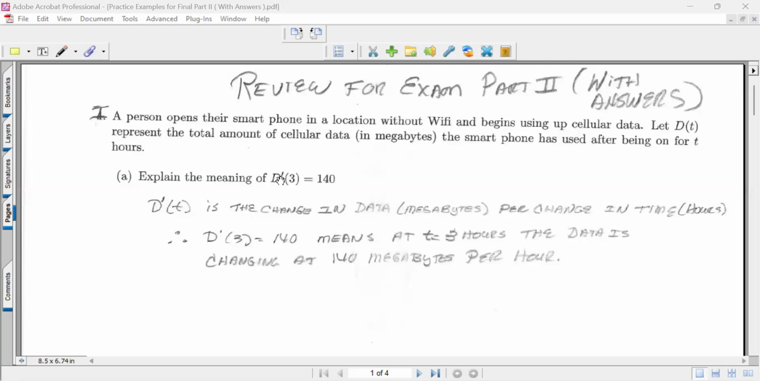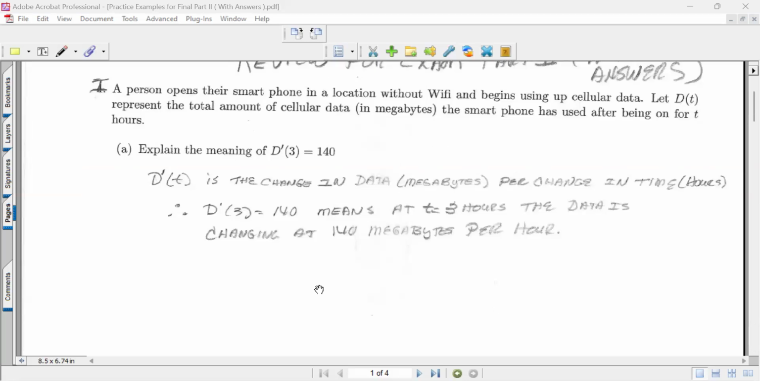Well, D prime of T is the derivative. So that's the rate of change of the data after 3 hours, and it's changing at the rate of 140 megabytes per hour at the end of 3 hours. So that's the answer that you can read here on this particular problem. It might not be clear to you what it is, but when you stop and think about it, that's pretty obvious, I would think.